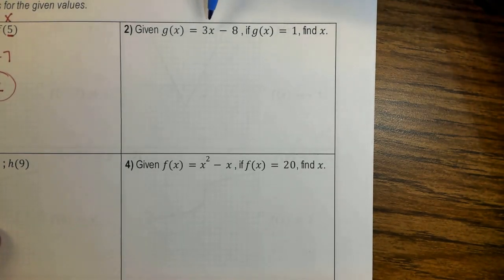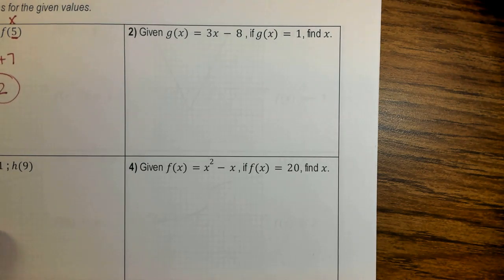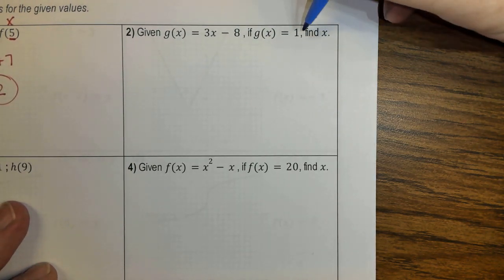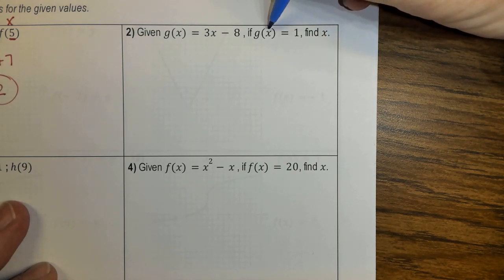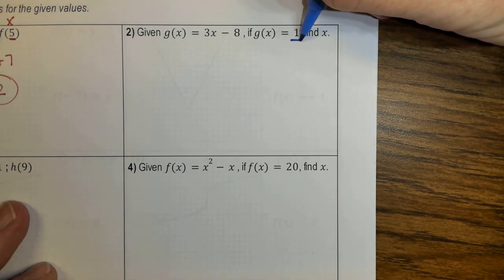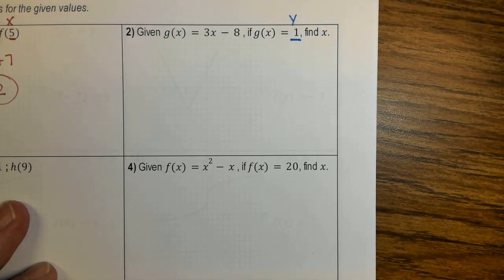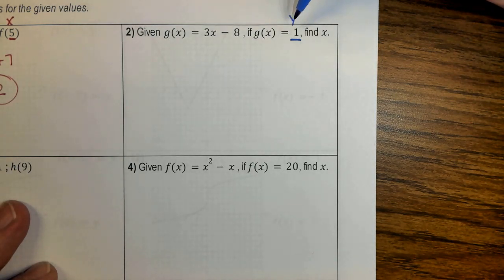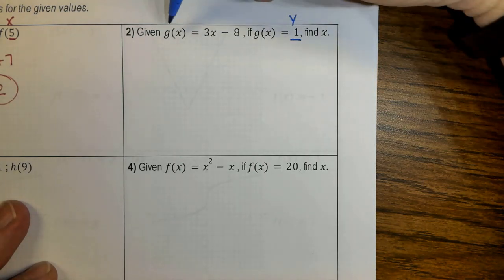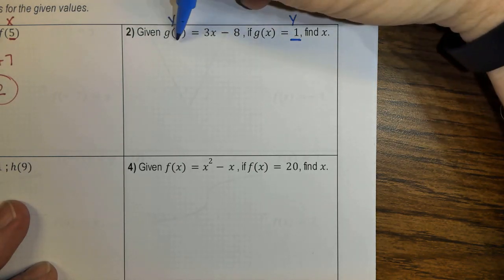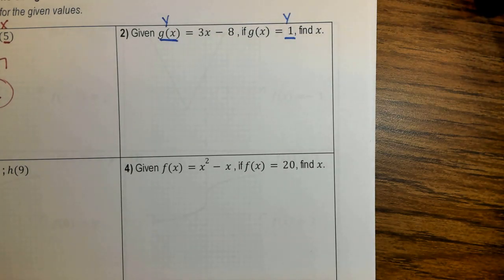Given g of x equals 3x minus 8, if g of x equals 1, find x. So on this one, it's backwards, okay? Notice it doesn't give me x right here. I'm missing x. So if I don't have x, that means it gives me y. Okay, so if g of x equals 1, that means y is 1. And so here's my y. I'm going to replace this with 1.